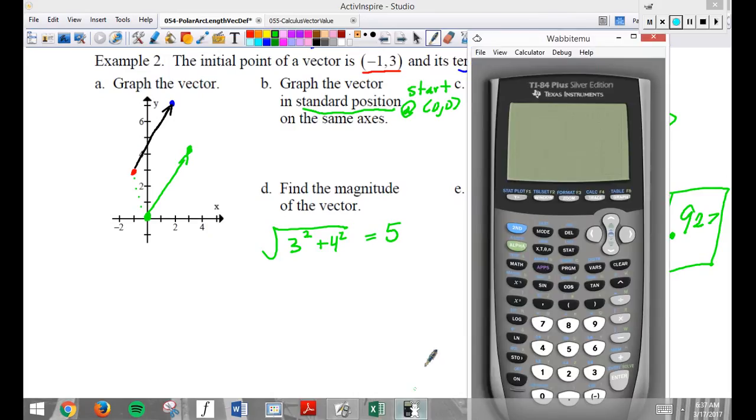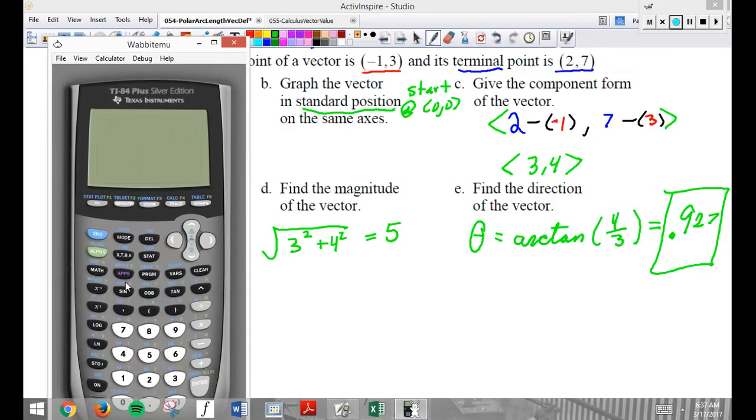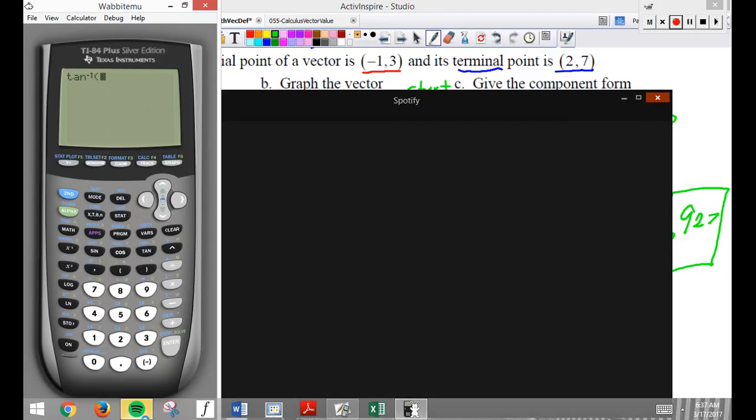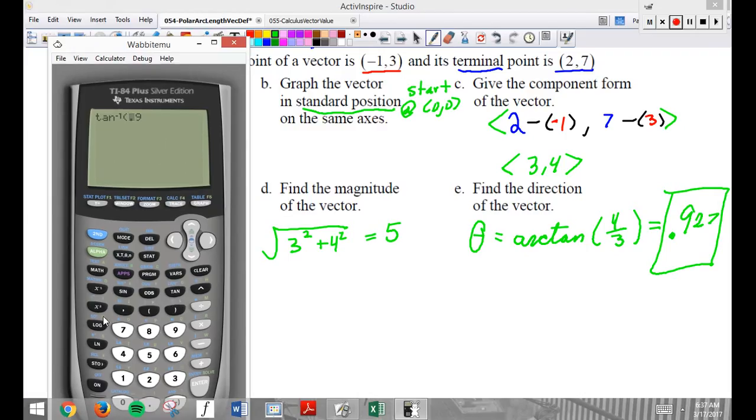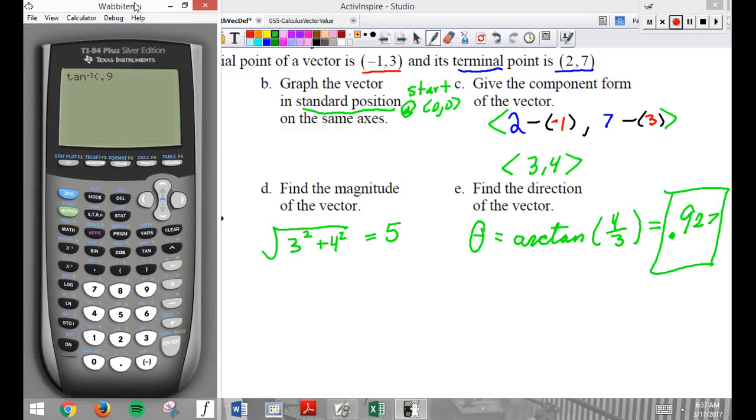Actually, this looks similar. Here we go. This looks normal. Tan inverse of 4 divided by 3. 0.92. See? Whether you round or truncate, there's no way to get 928 out of there. That would be marked wrong.